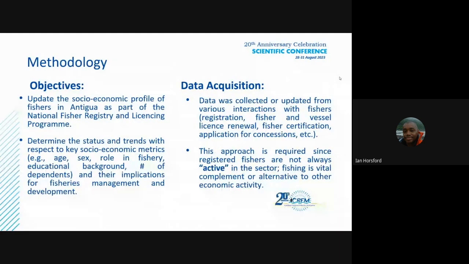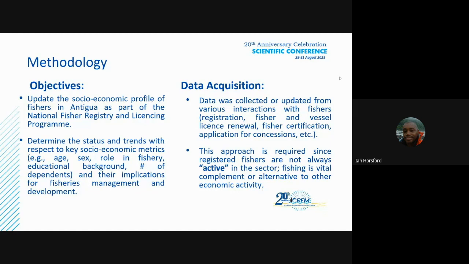The objectives basically were to update the socioeconomic profile of fishers in Antigua with respect to the national registry as well as the licensing program. We have moved to a licensing system. The genesis behind that has to do with getting up-to-date information on the human element of the entire fishery system. So we focus on factors such as age, sex, role in fisheries, educational background, number of dependents, financial dependents.